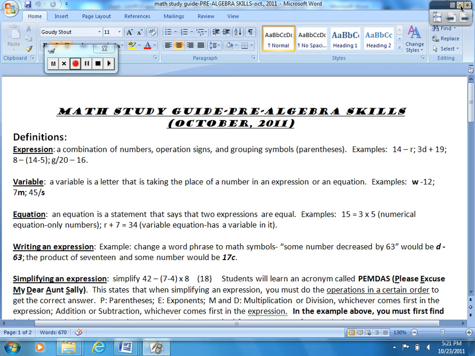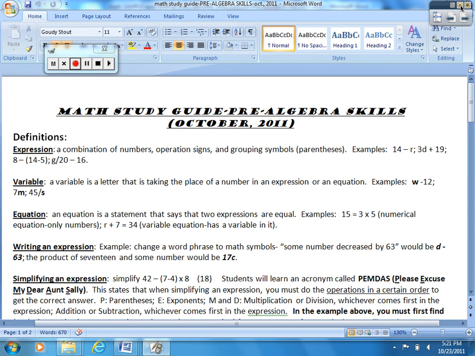The biggest thing that they'll be doing this first week is writing expressions, but we'll get into there in just a minute. All right, what is an expression? It's a combination of numbers, operation signs, and grouping symbols, like parentheses. And examples: 14 minus r, 3d plus 19, 8 minus 14 minus 5, g divided by 20 minus 16. Now we'll be starting out fairly simply with most of ours, but it will lead into more difficult ones.